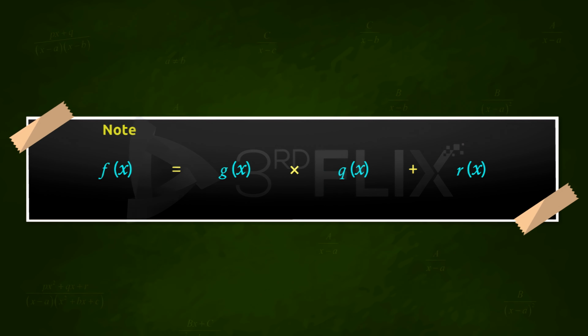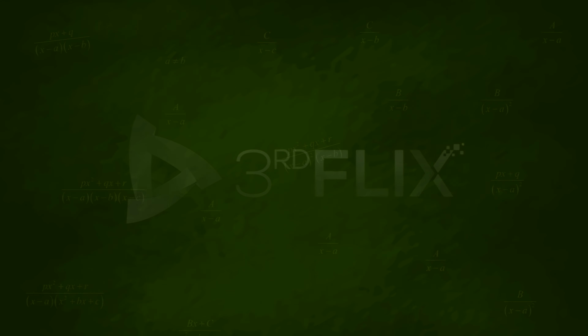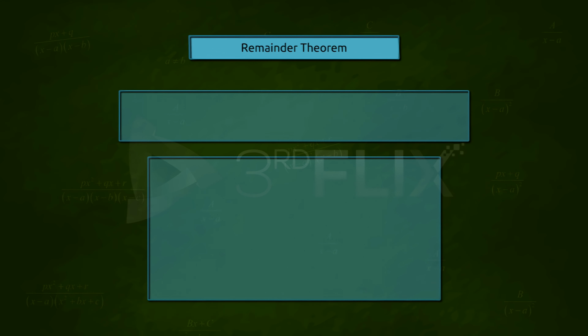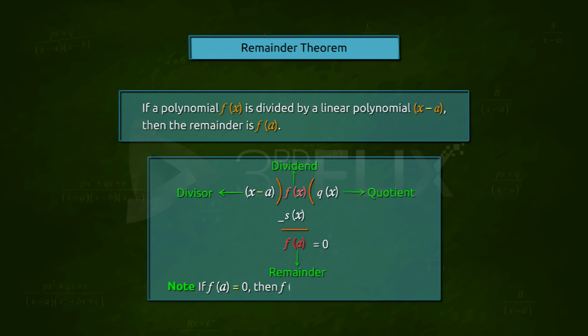Note: if f(x) is of degree n and g(x) is of degree m, n is greater than or equal to m, then q(x) is of degree n minus m and r(x) is of degree less than m. Remainder theorem: if a polynomial f(x) is divided by a linear polynomial x minus a, then the remainder is f(a). Note: if f(a) equals 0, then f(x) is divisible by x minus a.